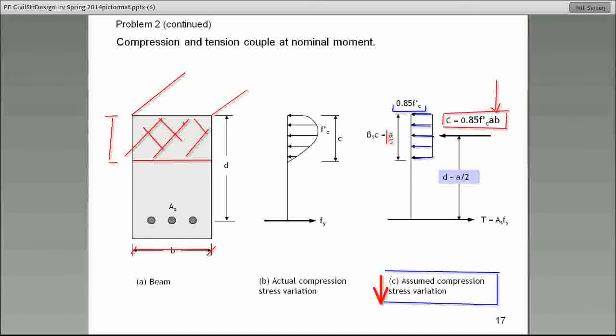All right? Now, this A, we really don't know what that is. We have to calculate the value of A. And it's called the depth of the stress block. The depth of the stress block.